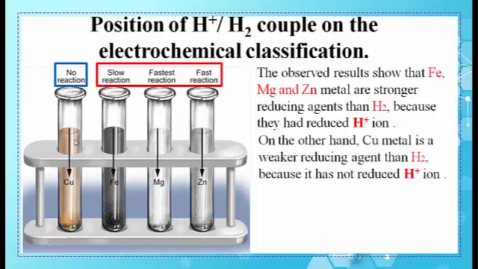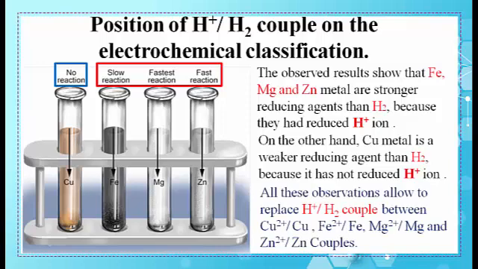This means that copper metal is a weaker reducing agent than H2 since it does not reduce the H+ ion. All these observations allow us to place the H+/H2 couple between the Cu2+/Cu couple, and the Fe2+/Fe, Mg2+/Mg, and Zn2+/Zn couples.